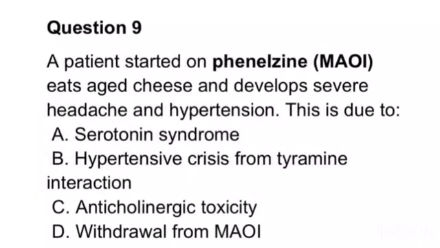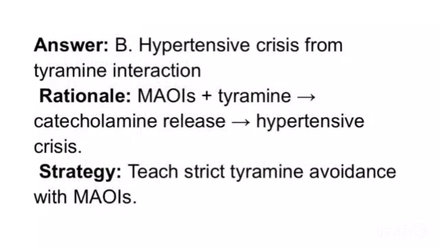Question 9. A patient started on phenelzine, an MAOI, eats aged cheese and develops severe headache and hypertension. This is due to: A. Serotonin syndrome. B. Hypertensive crisis from tyramine interaction. C. Anticholinergic toxicity. D. Withdrawal from MAOI. Answer: B. Hypertensive crisis from tyramine interaction.